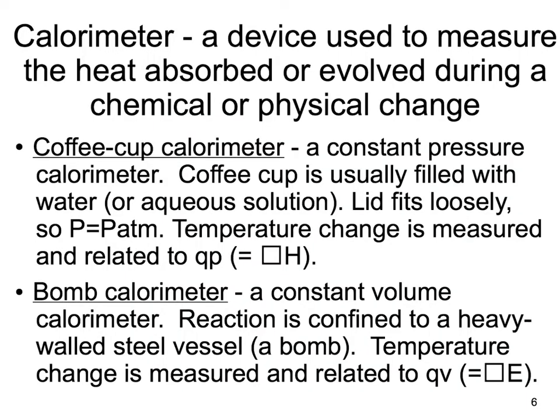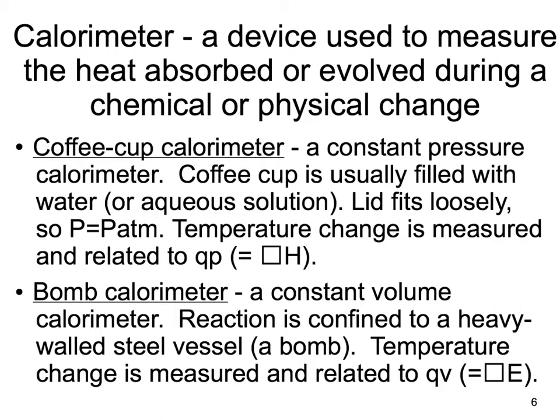Calorimeters are devices that are used to measure the amount of heat that is either absorbed or given off during a chemical or physical change. One of the most common kinds that we use in laboratory is called a coffee cup calorimeter. It keeps a constant pressure because it's exposed to the atmosphere. The coffee cup is usually filled with water or some kind of aqueous solution. We find a lid that loosely fits it, so that the pressure is the same as the pressure of the atmosphere, and the temperature change is measured.